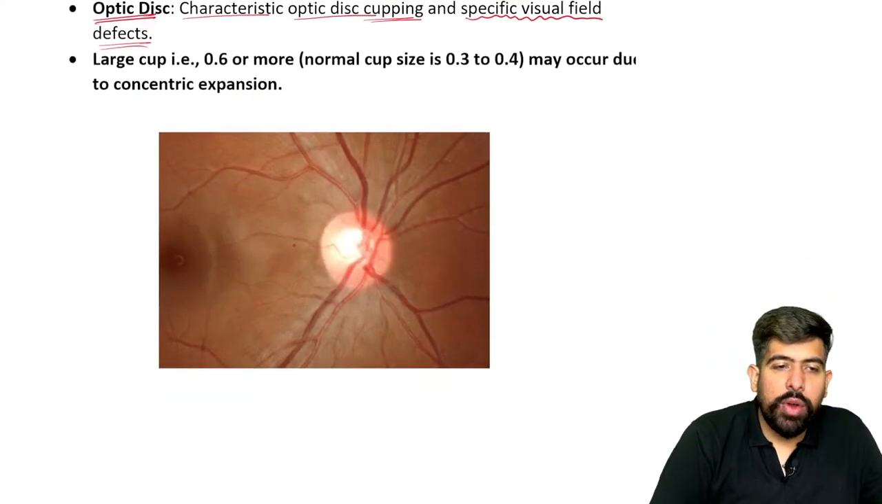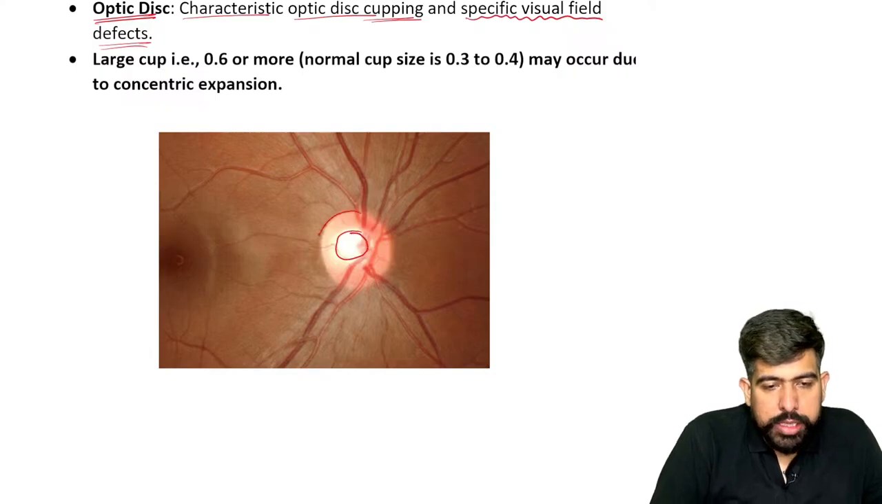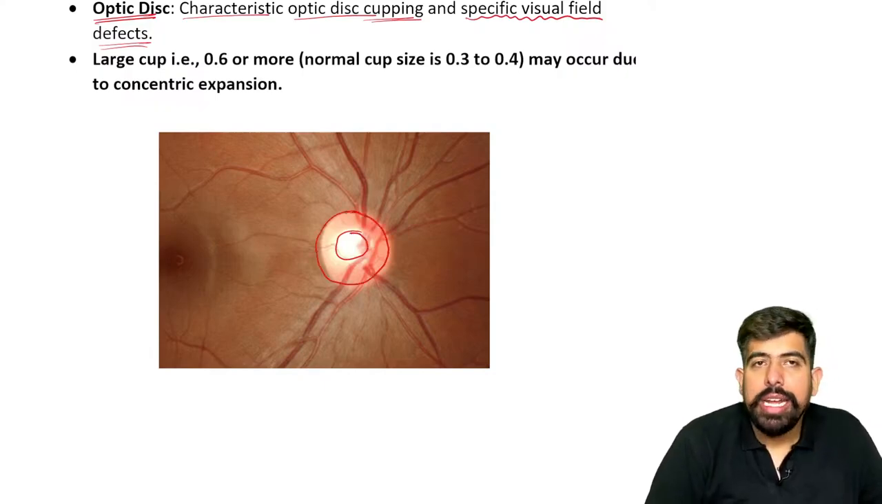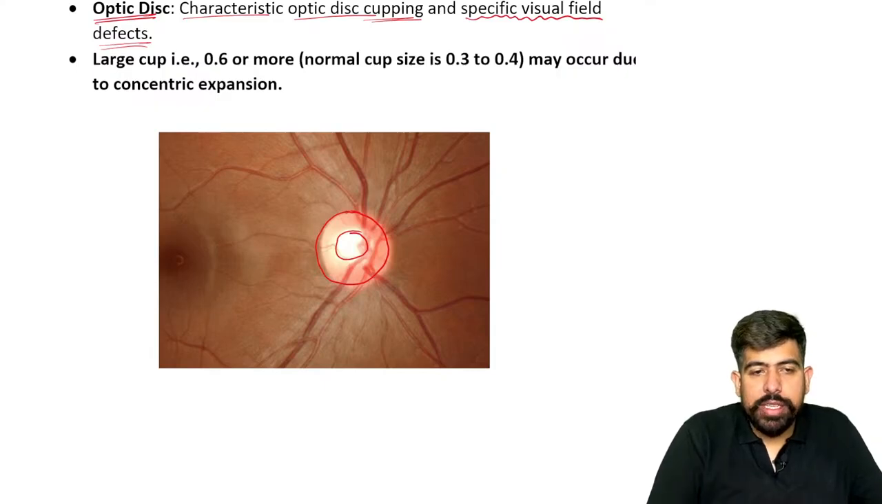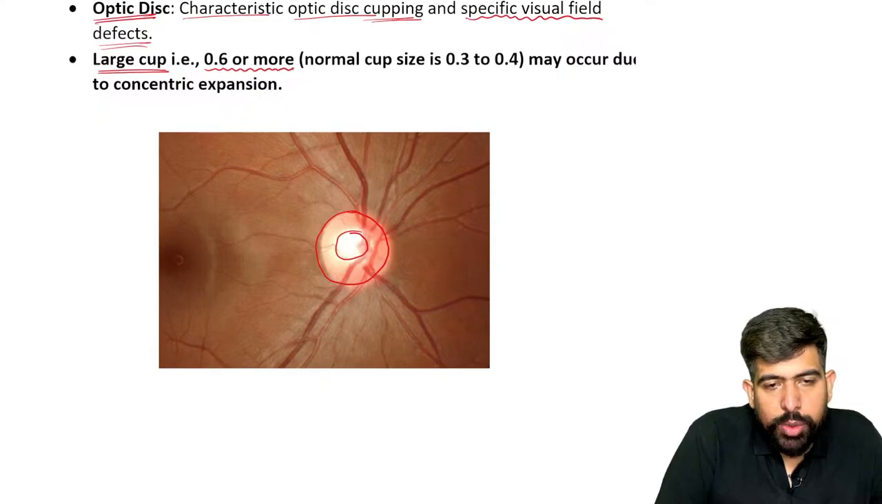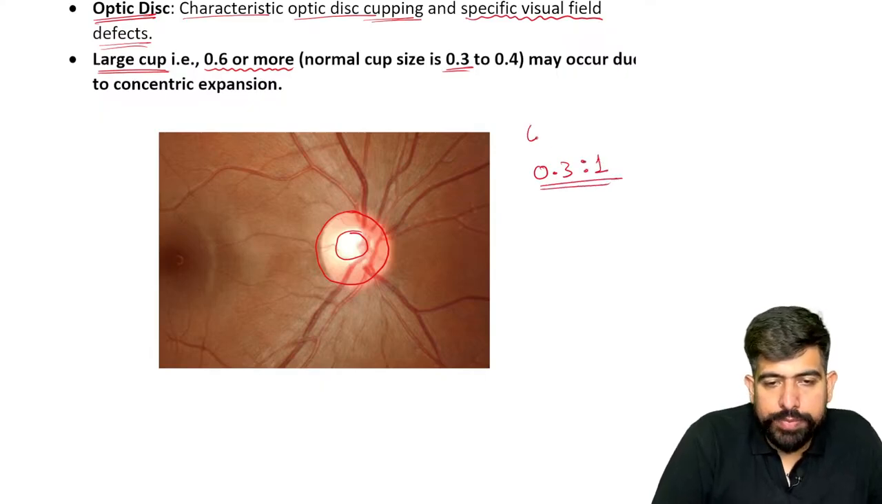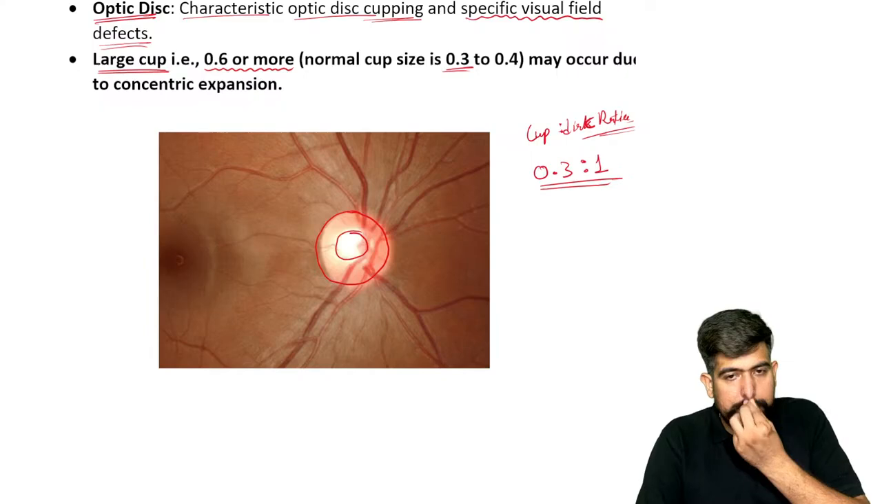First of all, you can see here the optic disc and the optic cup. This is the optic disc, and this is the optic cup. So what kind of changes will be seen? First of all, there is enlarging of the cup, for example 0.6 or more. The normal size is 0.3. Just remember, this is the cup disc ratio.